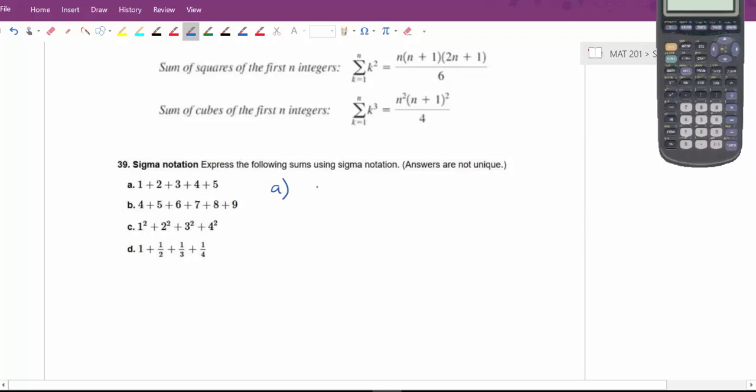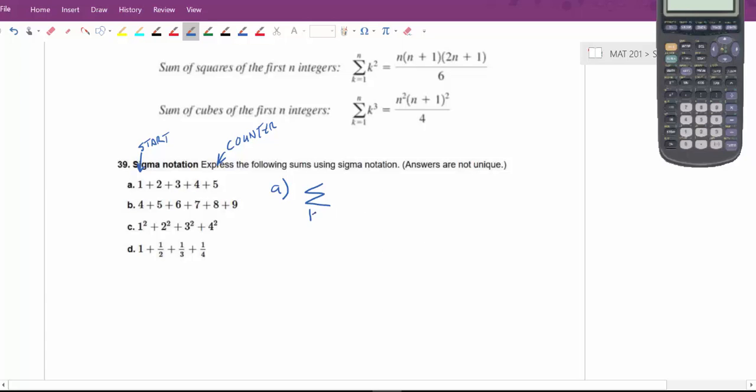So number one, we're going to write our sigma sum. This is really where we're starting. That's where the counter starts. That's where the counter ends. And that counter is always going to go up by 1. Okay, that's how these sequences work.